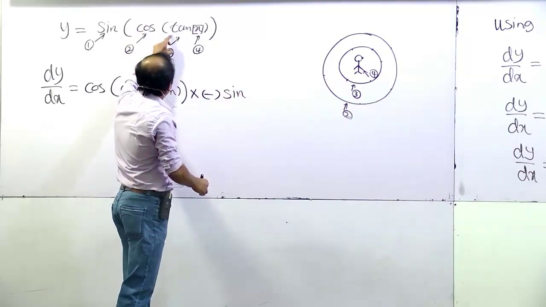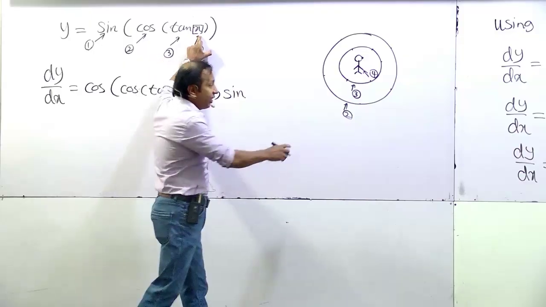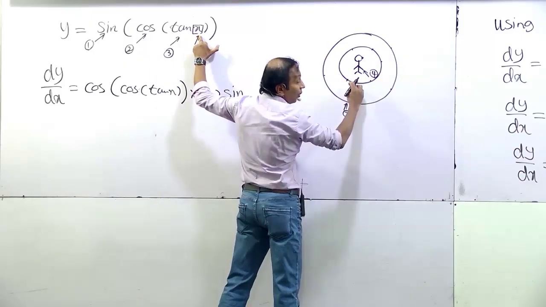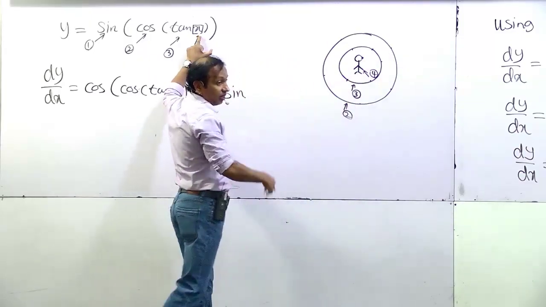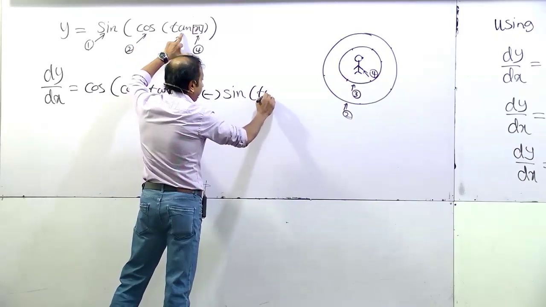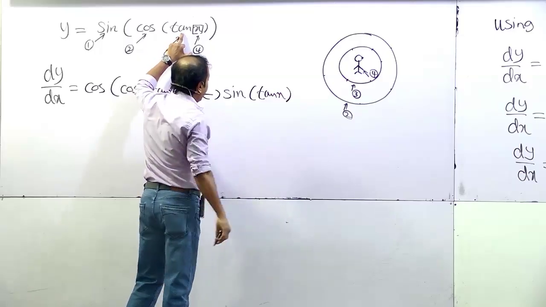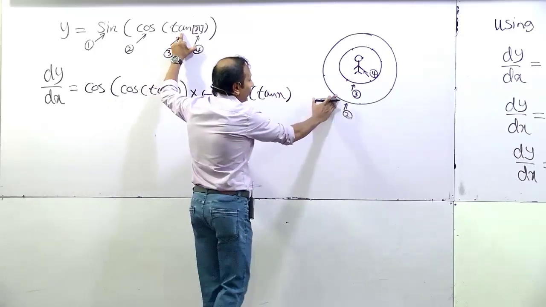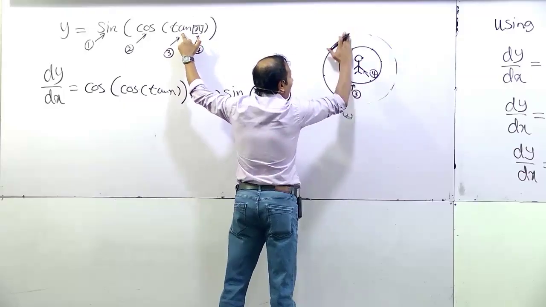Once you differentiate this, do we change this? No. Once the fight is going on with this, there is no influence to the other parts, right? The inner parts. Cos is minus sine tan x. Then this also, the prince destroyed.